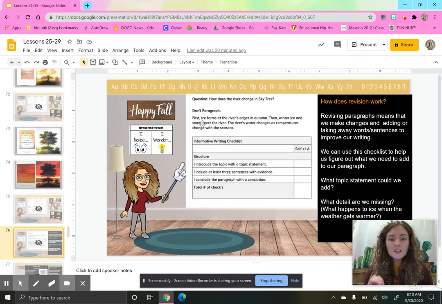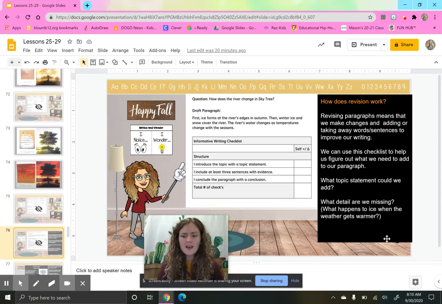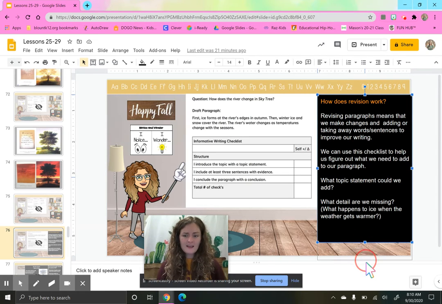So as we are thinking about our topic statement, what can we look at to help us write our topic statement? We can look at our conclusion. So our conclusion said the river's water changes as temperature change with the seasons. So, I'm thinking about how I can make a topic statement. So Miss Mason is going to add this as we are talking about it.